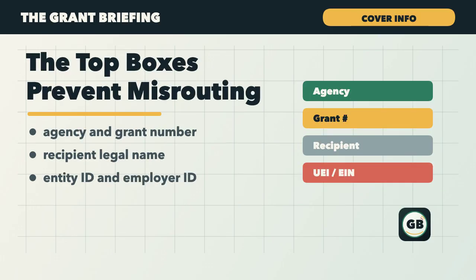The cover information looks administrative, but it matters. The instructions mark the federal agency, grant number, recipient organization, unique entity identifier, employer identification number, project period, and final date of the reporting period as required fields. If those do not match the award record, the financial numbers may be hard to trust.